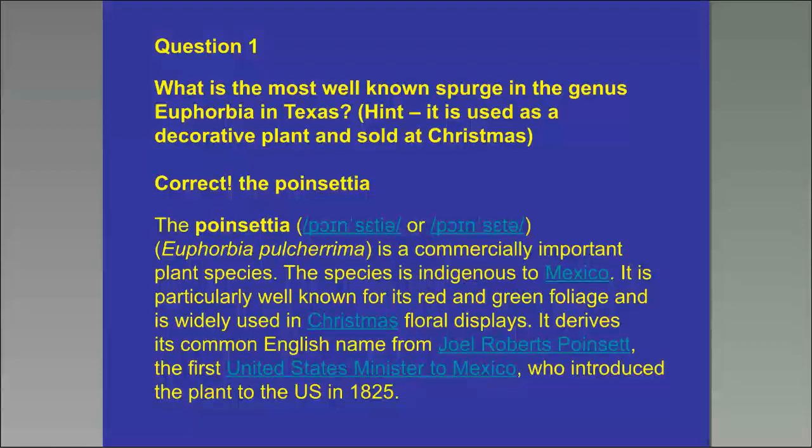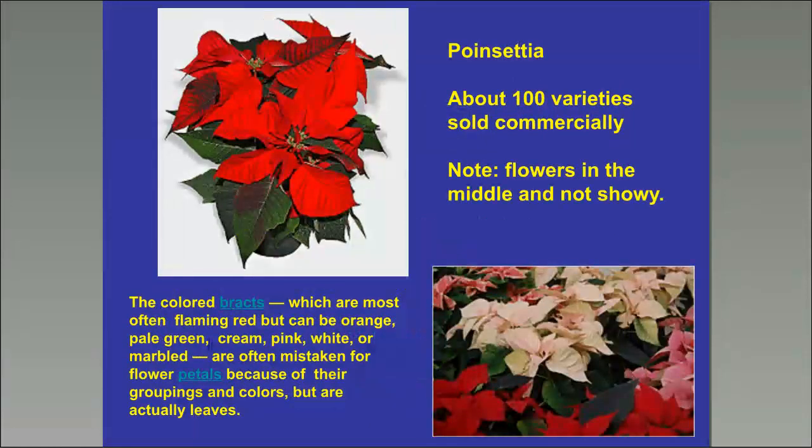And note that the common name of the plant is actually named after a person, not named after something the plant had in its features. Joel Roberts Poinsett, the first United States minister to Mexico, this plant is named after him, and he brought the plant back to the United States in 1825, and then it's been going along.